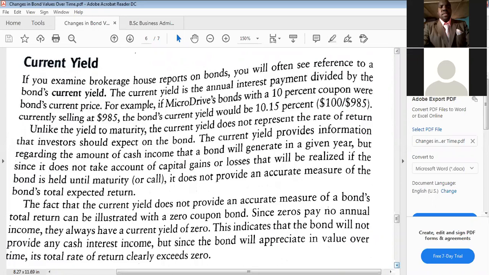The current yield is the annual interest payment divided by the bond's current price. Again, current yield is what? Annual interest payment divided by the what? Bond's current price. So for example, if Microdrive's bonds with a 10% coupon were currently selling at $985, the bond's current yield would be 10.15%.